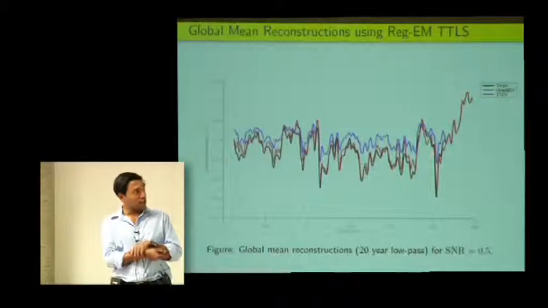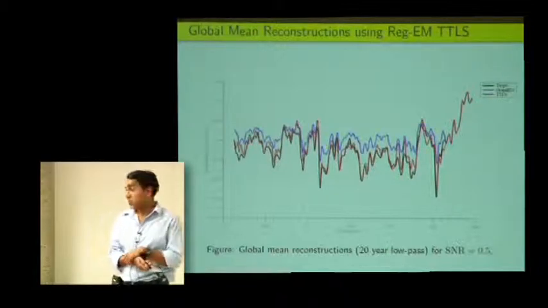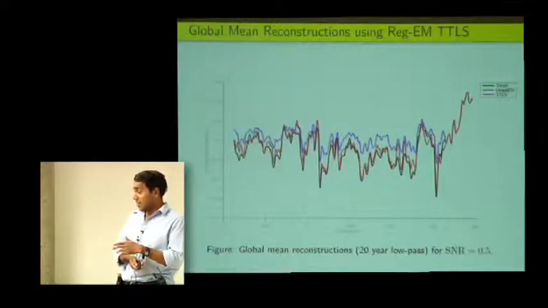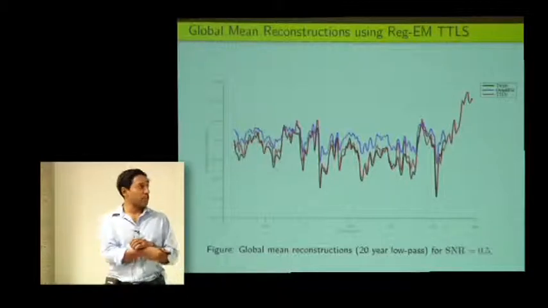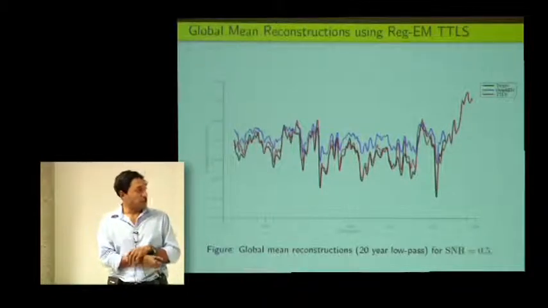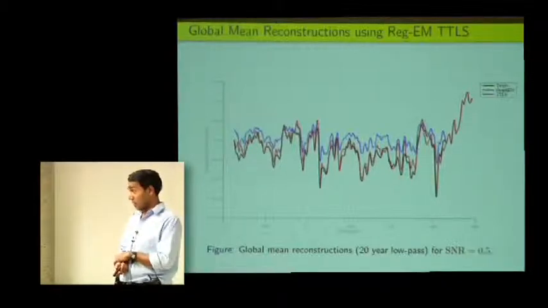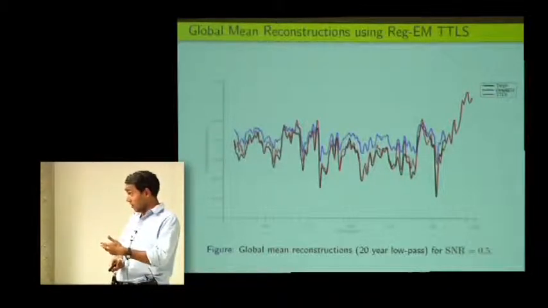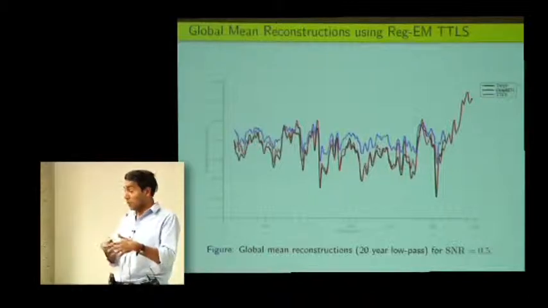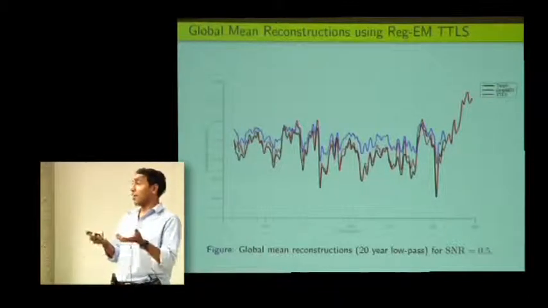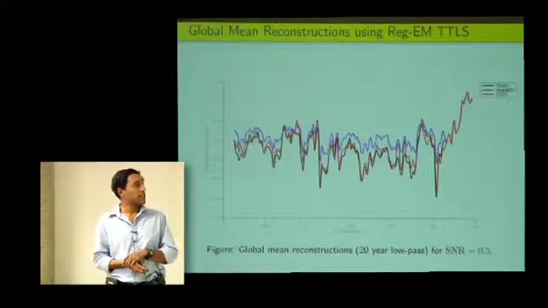The red curve is the TTLS. It seems to do pretty well in terms of getting the general movement. But this is an aggregation of what we have done spatially, in time. What we were interested in doing was doing it spatially, not just an aggregate northern hemispheric or global temperature.